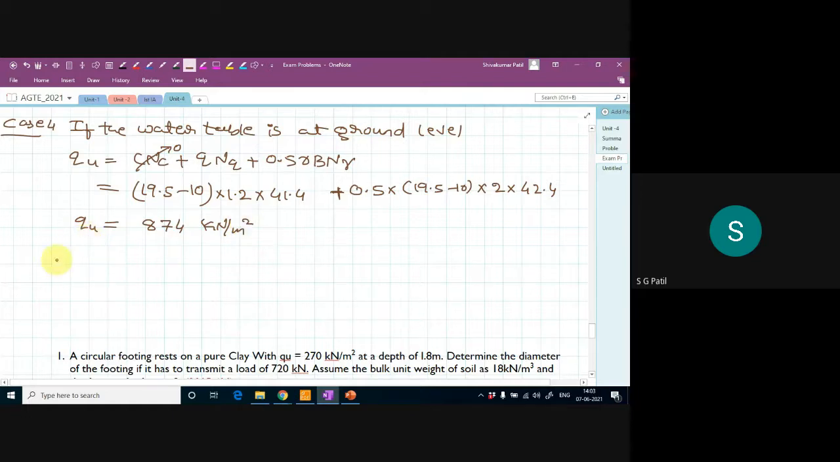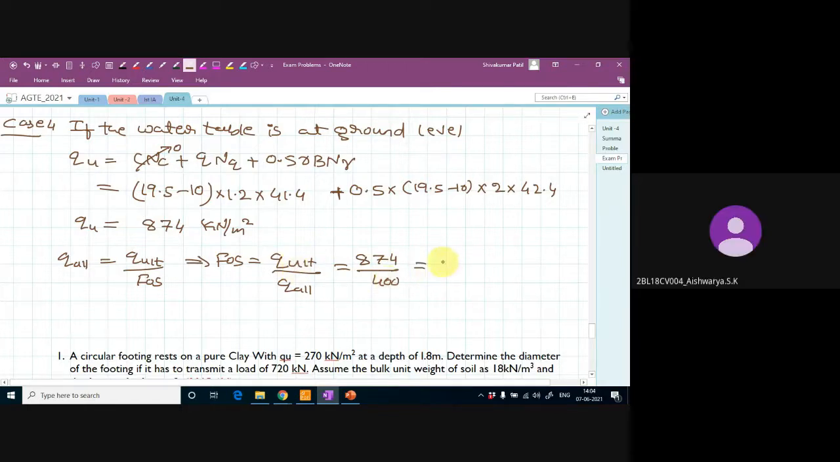Now, Q allowable is equal to Q ultimate divided by factor of safety. So I need factor of safety equal to Q ultimate divided by Q allowable. Q ultimate is 874, divided by Q allowable, which is 400. How much are you getting? 2.18. Okay, maybe I will take it as 2.2. So 2.2 is my factor of safety.